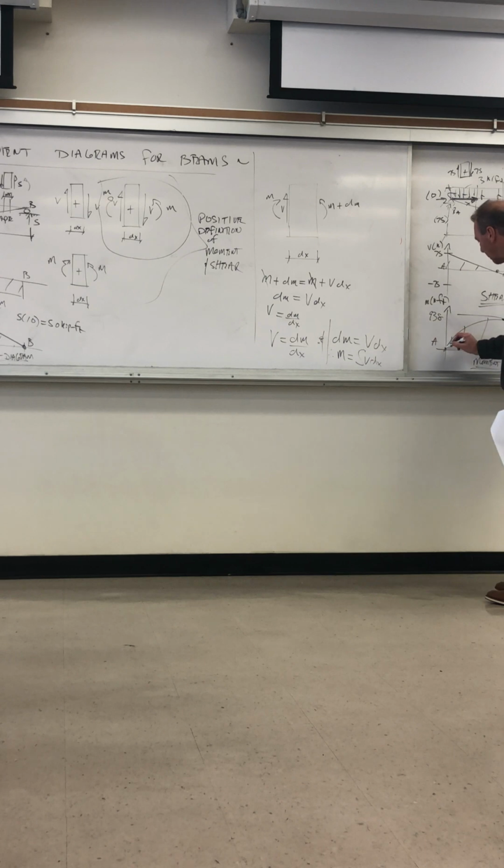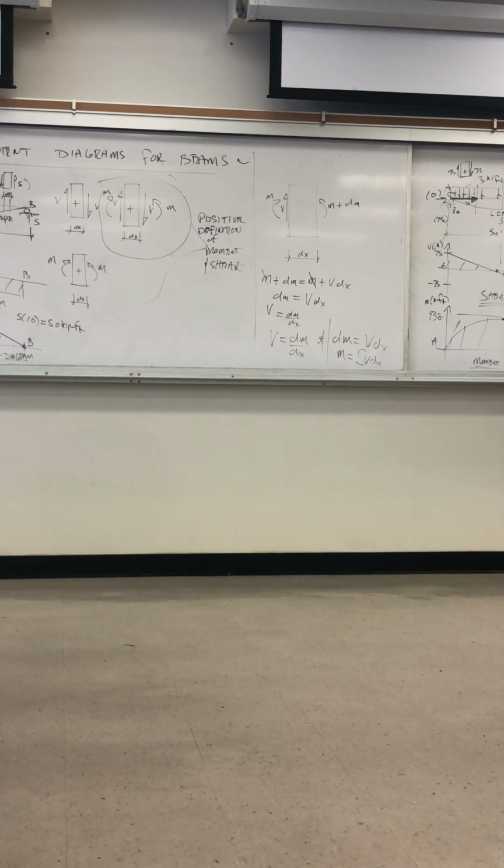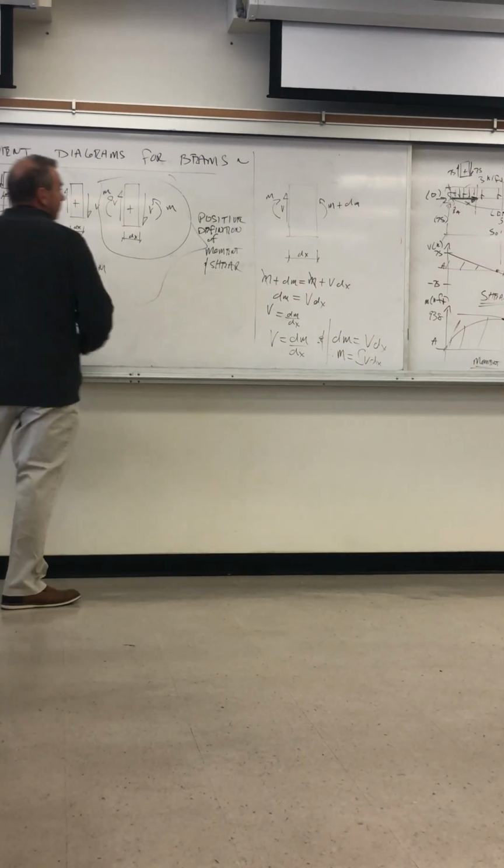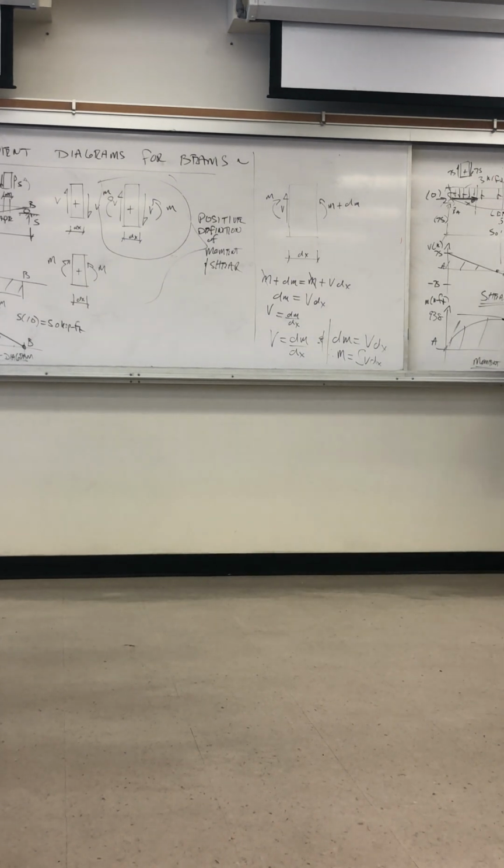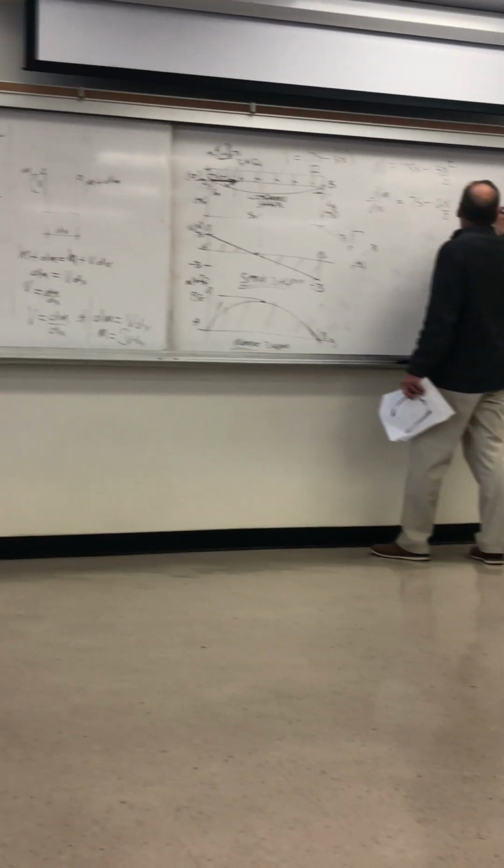And so here, at the beginning, we have this moment expression. Okay, I'll rewrite that up here. So we have the moment expression as a function of x starting at the left: 75 times x minus 3x squared over 2. And we can take the derivative. The derivative of the moment expression with respect to x is 75 minus 6x over 2. So this is 75 minus 3x.